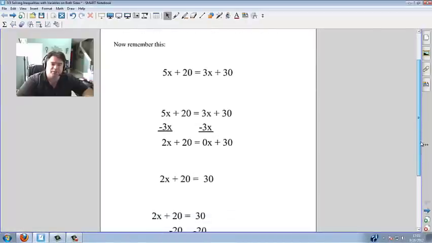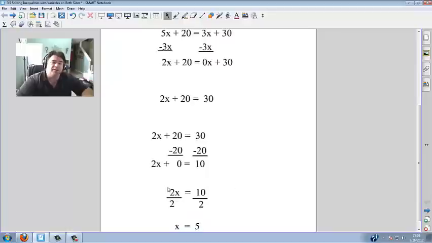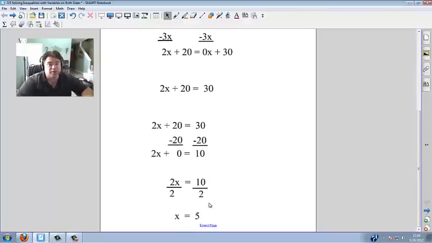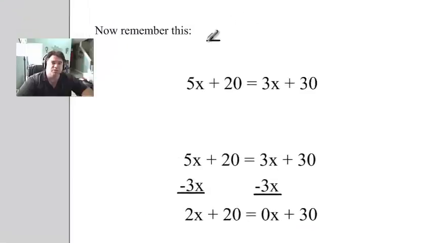The next step, if you notice, is instead of plus 20, I'm of course going to minus 20. Minus 20 on one side, you minus 20 on the other. Leaving 2x plus 0, which goes away, so 2x equals 10. Then, instead of times 2, we divide by 2, and then divide 2 on one side, divide 2 on the other, x equals 5. Don't forget, we can plug that back in to see if it works.